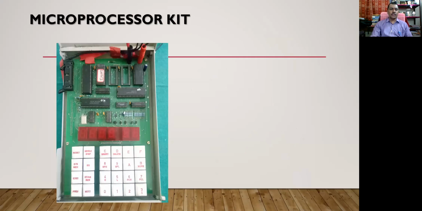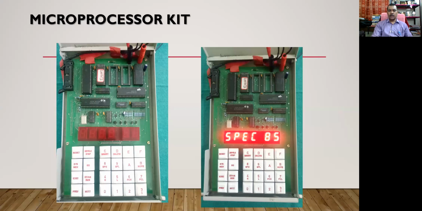In this, we studied the microprocessor kit, in which I tried to show you this is the 8085 microprocessor IC, and this is the 8255, the interfacing PPI, that is, the programmable peripheral interface. Then these are the EPROMs, and these are the memory slots. Then this is the display, and these are the keys to feed the program. This is how it looks when we switch on the 8085 microprocessor kit.